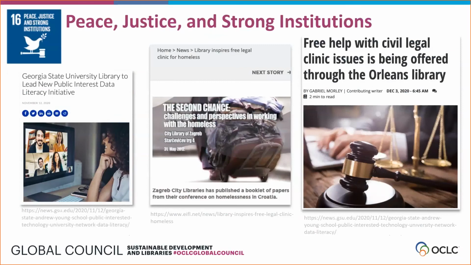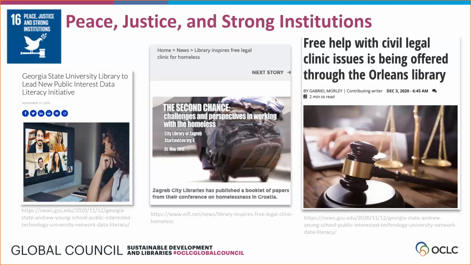Goal 16 calls for peace, justice, and strong institutions. One interesting way that libraries have been involved with this is by helping to close the justice gap, where lower-income people might not have the resources to access for their civil legal needs. Libraries have helped address this through programs to provide people with access to legal counseling. For example, a library in Croatia provides legal advice for people experiencing homelessness. And in New Orleans, libraries hold legal justice clinics for people who might not otherwise have adequate access to legal counsel.